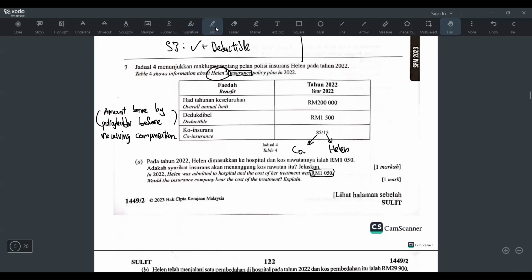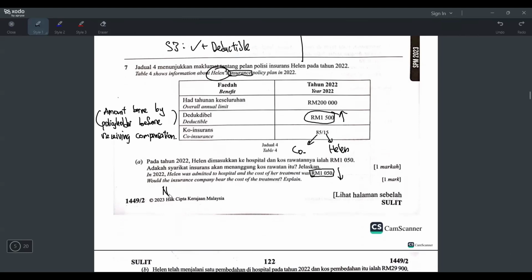Okay, so if you look now, the treatment cost is 1050 and the deductible is 1500. Did you notice that the treatment cost is lower and the deductible is higher? So would the insurance company bear the cost of treatment? The answer is no. Okay, so how to explain? Because you can say the cost of treatment is lower, or you can also say deductible is higher.